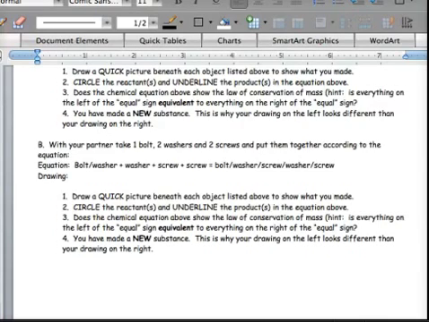So this time it says 1 bolt connected to a washer, or bonded to a washer, plus another washer, plus a nut, plus another nut. And then you end up with 1 large combination of all those items. So again, I'll show you what it is. And then like it says here, draw a quick picture, circle the reactants and underline the products, and then answer the questions that go along with it after.